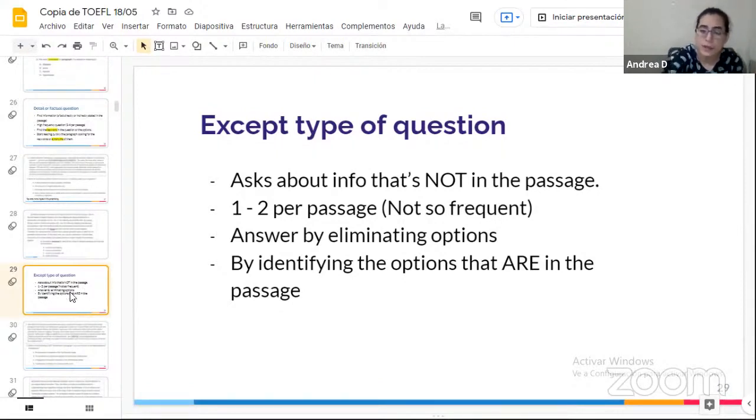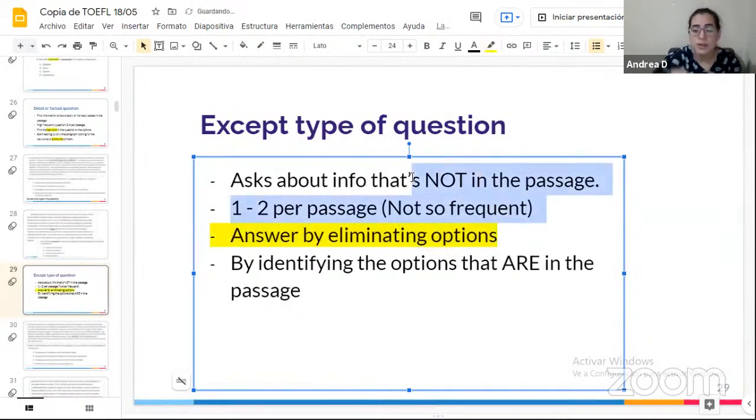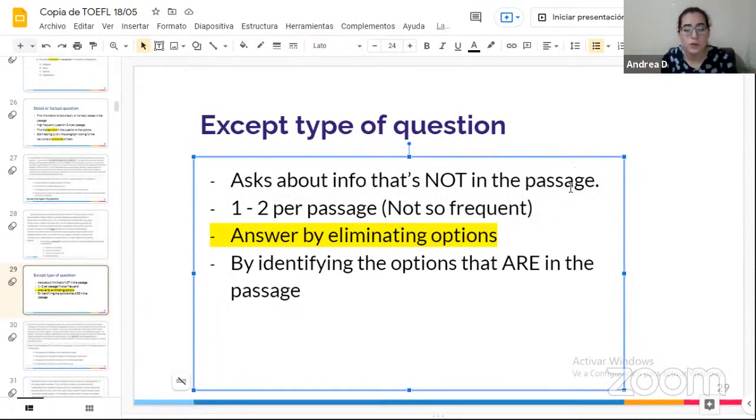We will see with an example. It's not such a frequent question, but I think you always get at least one of them, so we have to see it. The best way to answer this type of question is by eliminating options. If they're asking for information that's not in the passage, then you go through the options one by one and identify the ones that are mentioned. The one you have left after eliminating the first three is going to be your choice. You will see what I mean in a bit.